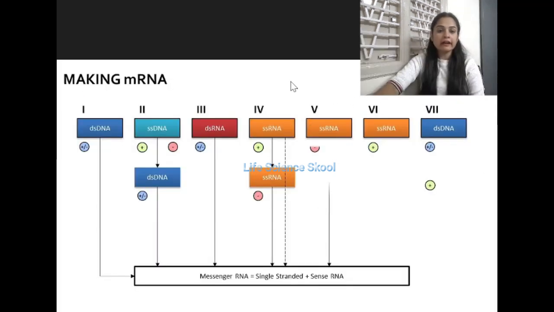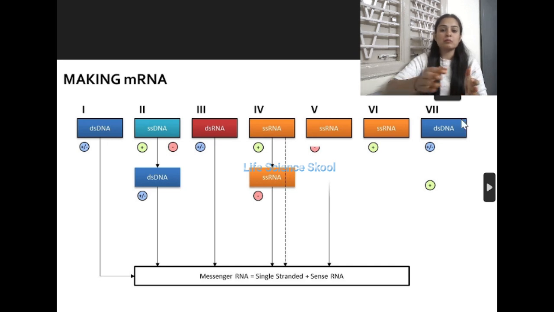As you can see in the diagram, the question asks about single stranded RNA. First, there are 7 groups in this Baltimore system of classification of viruses. In these 7 classes, the first one is double stranded DNA, second class single stranded DNA, third class double stranded RNA, fourth class single stranded RNA, fifth one single stranded RNA, and sixth one single stranded RNA positive, seventh one double stranded DNA.